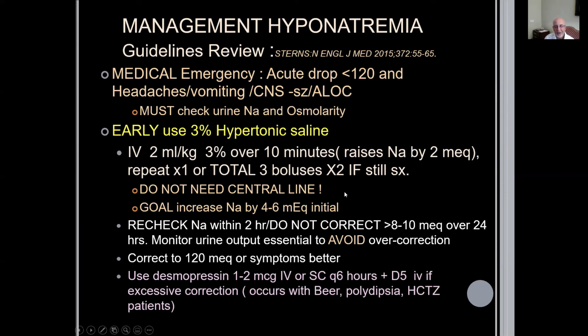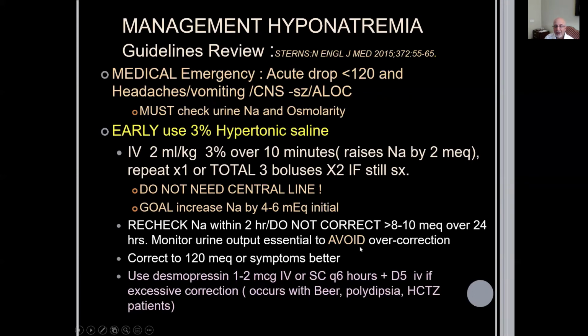There is no need for a central line, as many protocols dictate. This is not true. The patient should be given IV hypertonic saline over 10 to 15 minutes, which will raise the serum sodium by 2 milliequivalents. This may be repeated to a total of 3 boluses if the patient still has symptoms. The patient should have serum sodium checked within 2 to 3 hours. Avoid overcorrection of 8 to 10 milliequivalents in the next 24 hours, which also requires ICU admission. And monitoring urine output is absolutely essential.